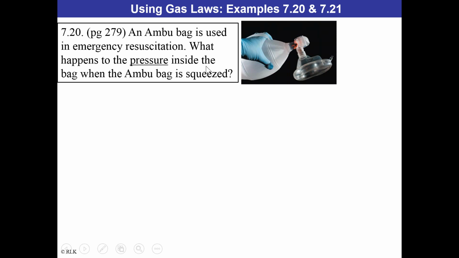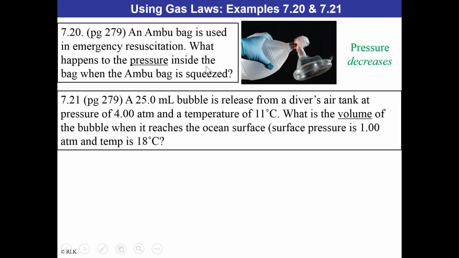They say, what happens to the pressure inside the bag when the AMBU bag is squeezed? No surprise here, if you squeeze it, the air from that chamber will be introduced into the mask area, which will then be introduced to the patient. A more interesting question here, where we're actually going to apply some gas laws, would be problem 721.